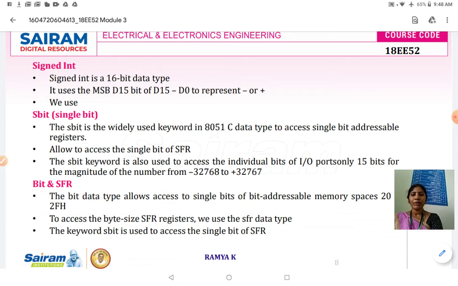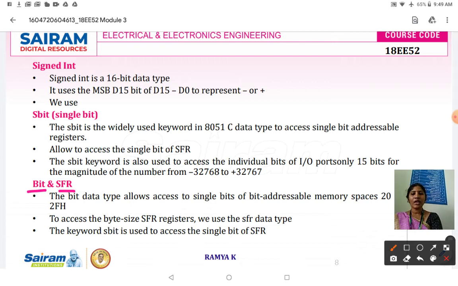Next is your bit and SFR. Here bit is also a single bit, whereas SFR is 8-bit. SFR means special function register, which we discussed in module 1. SFR registers comprise ports, accumulator, B register, timer registers, counter, TMOD, TCON, SBUF, that is the serial communication register. All these registers are available in SFR, and the RAM address for this SFR ranges from 80H to FFH.